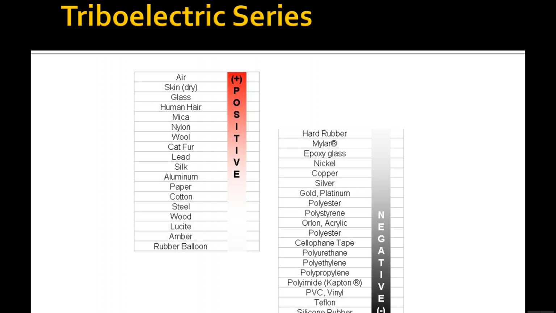All right. So the two things that we're comparing are hair and balloon. The higher you are on this list, the more likely you are to be positive. After friction, the hair in this case, I would say, is positive, and the balloon is negative. What happened? Did the electrons go from the hair to the balloon, or do the protons go from the balloon to the hair, or is it both? Electrons from the hair to the balloon. Okay. Anyone else have an idea?